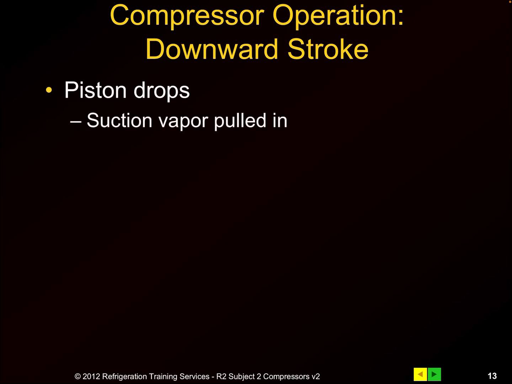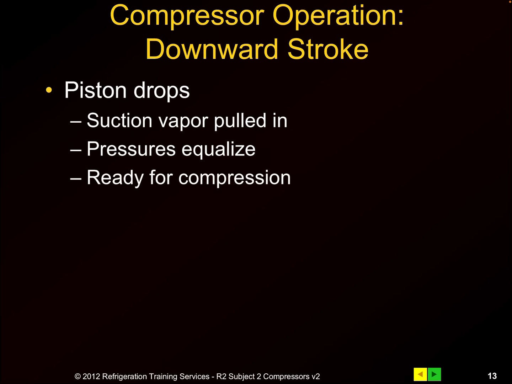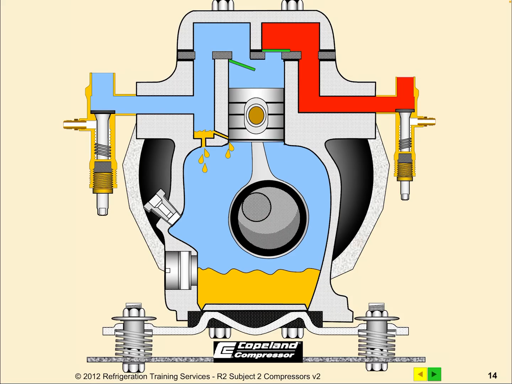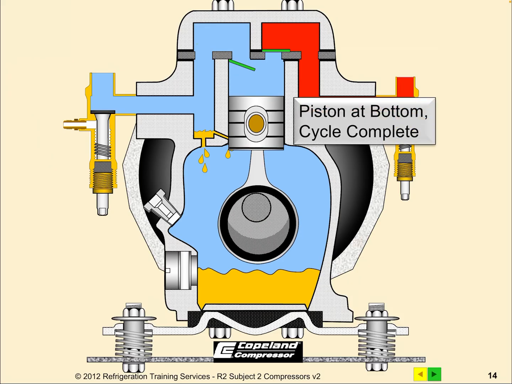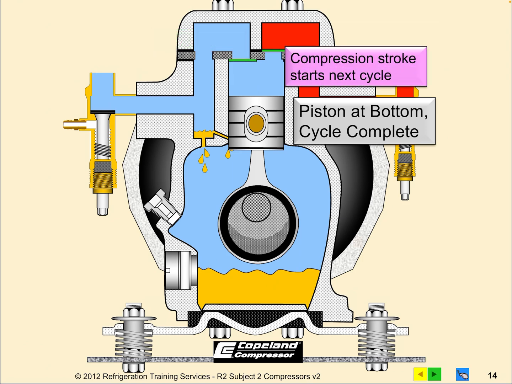So on the downward stroke, the piston drops, the vapor's pulled in, your pressures are going to equalize, and now you're all ready for compression or refrigeration again. So again, the piston's at the bottom, your cycle's complete, the valve closes, and now we start the compression stroke.